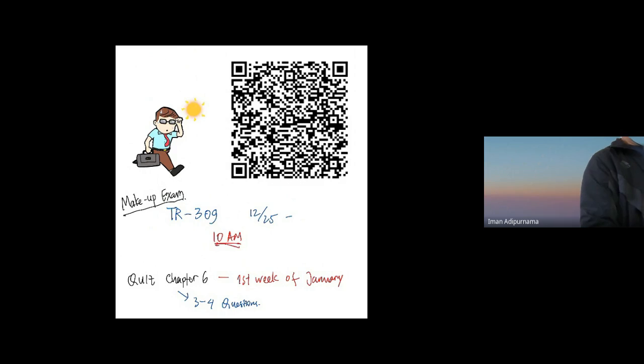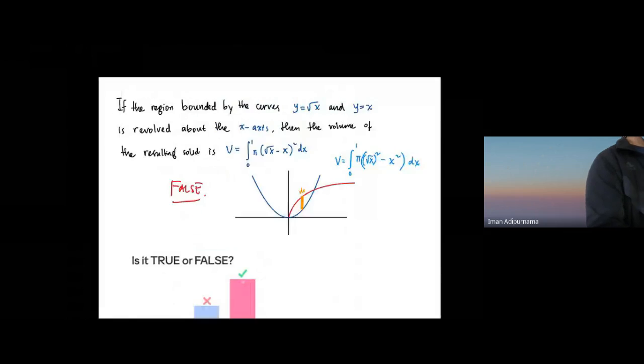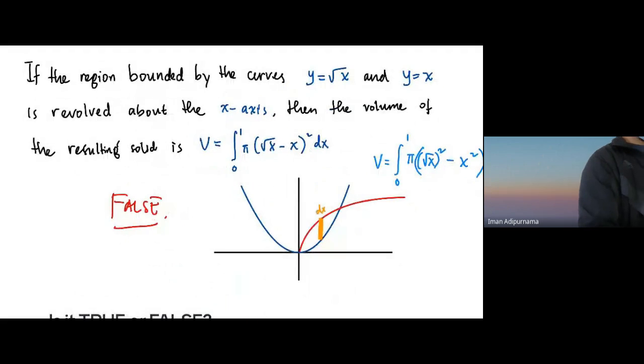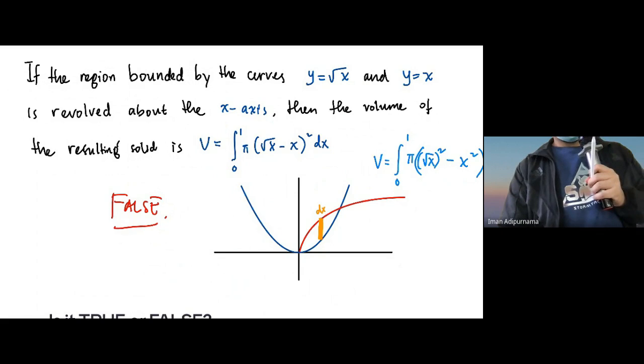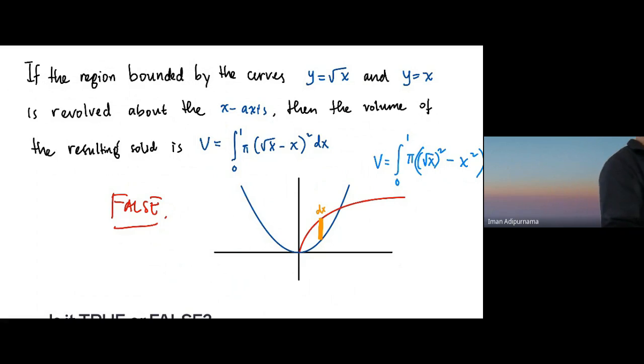Okay, to start our class, let's begin with the feedback. So you have the region. You have the curves, square root of x and y equal x, and it is revolved, or rotated, about the x-axis. Then the volume of the resulting solid is this integral: pi times the integral of square root of x minus x squared dx.